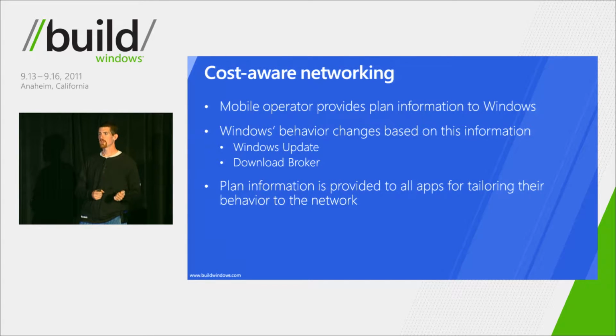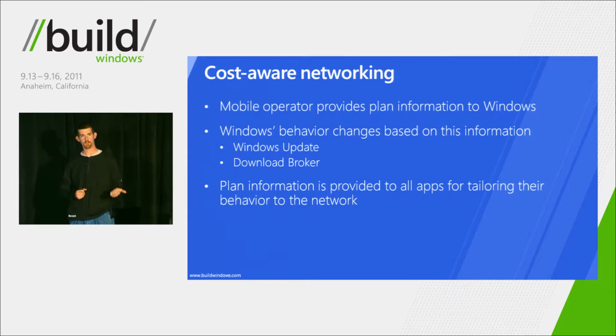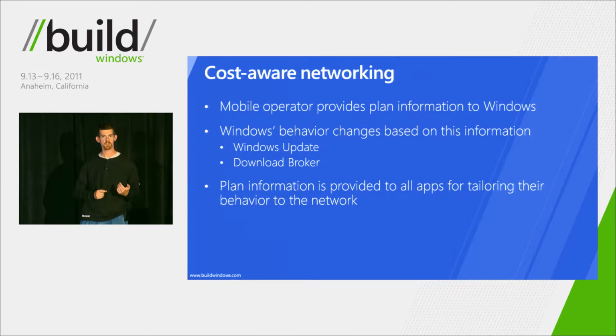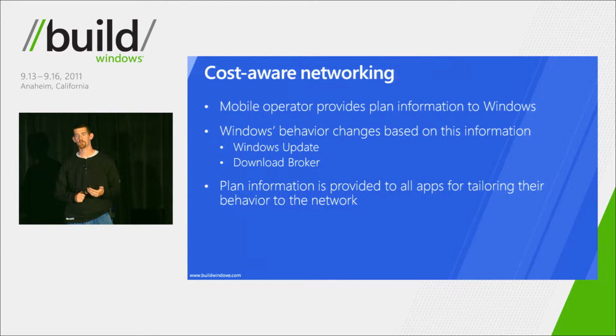Now that we have multiple networks we can connect to, we can approach the way Windows should behave on each of those networks. In the provisioning file, the mobile operator provides plan information to Windows. So Windows can change its behavior based on that information. We saw Windows Update changing its UI and its behavior. This also affects the download broker that Metro-style apps can use to perform large downloads in the background. That can be set to only download over an unrestricted connection, or you can say the download is important enough to transfer even over a metered connection.